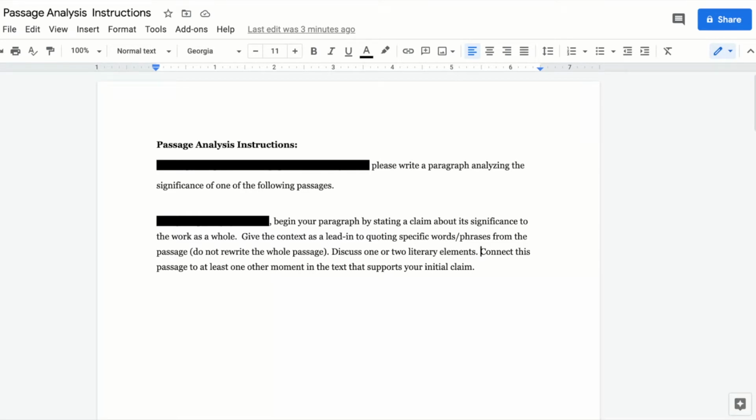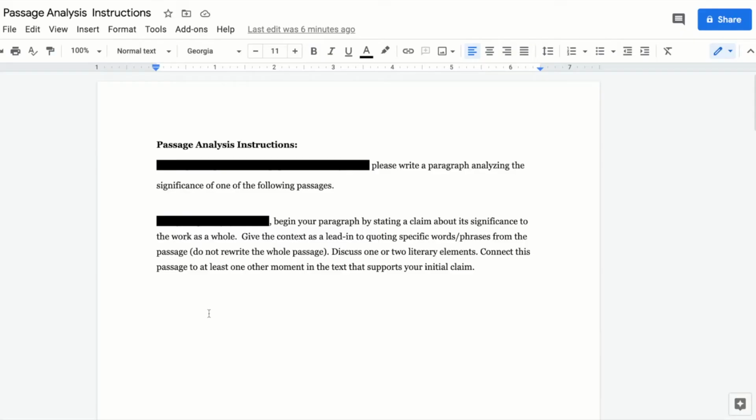Connect this passage to at least one other moment in the text that supports your initial claim. Again, this is important because this is something that I'm being asked to do in the passage analysis, so I don't want to black it out because I need to make sure that before I turn in this assignment, I've done this.